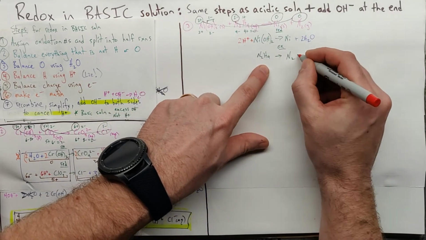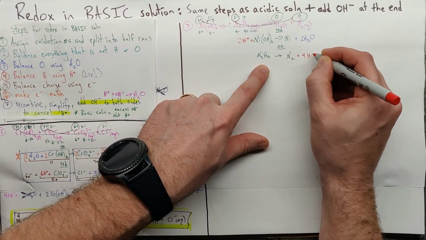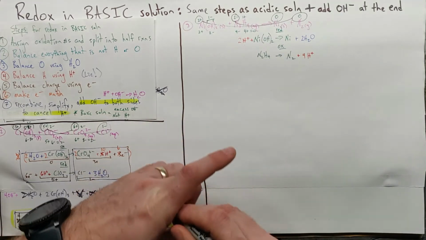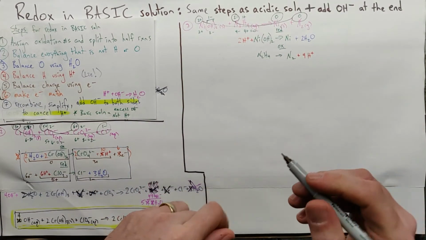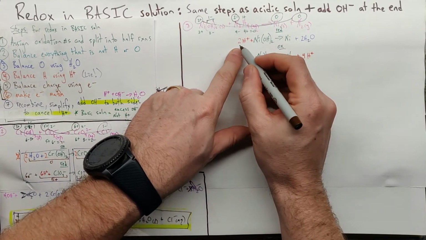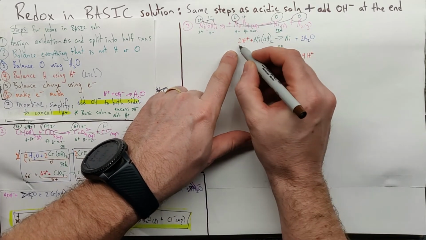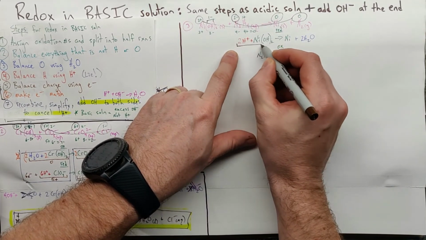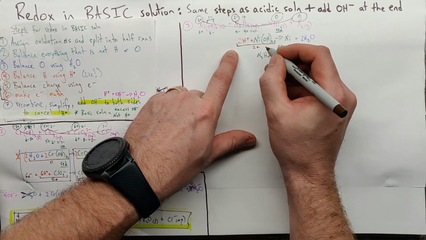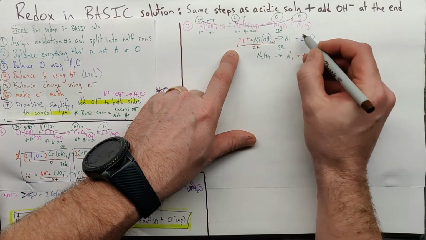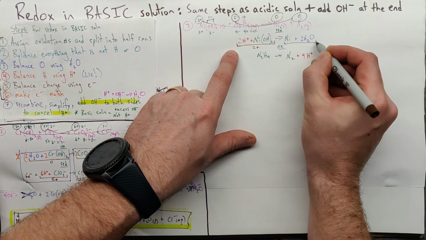And again, 4 hydrogens, I'll need 4 hydrogen ions to make that work, and we'll keep going from there. I need to balance charge using electrons. I've got 2 pluses and 1 minus. So there's 2 plus on that side. And I've got 0 and 0. So there's a 0 on that side.